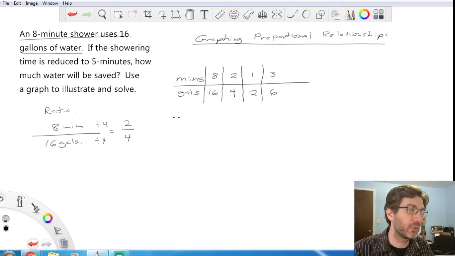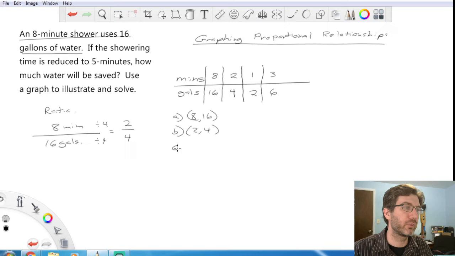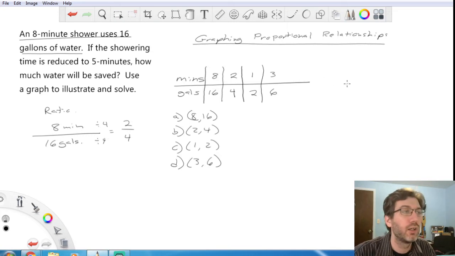For example, we have our first point, we'll call it point A, which is (8, 16). And that's going with your first ratio. We'll have point B, which will be (2, 4). You can have point C, which is (1, 2). You can have point D, which is (3, 6). And you can have as many of these as you so desire.